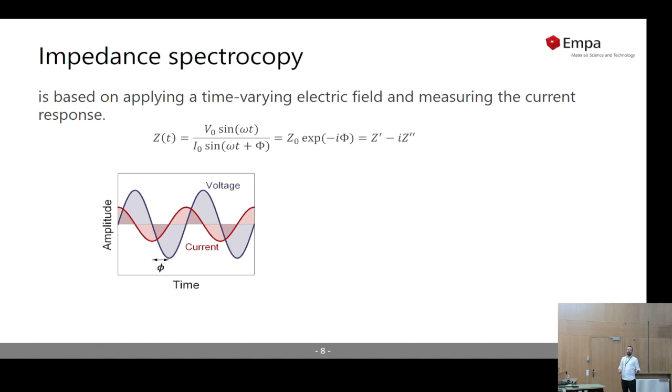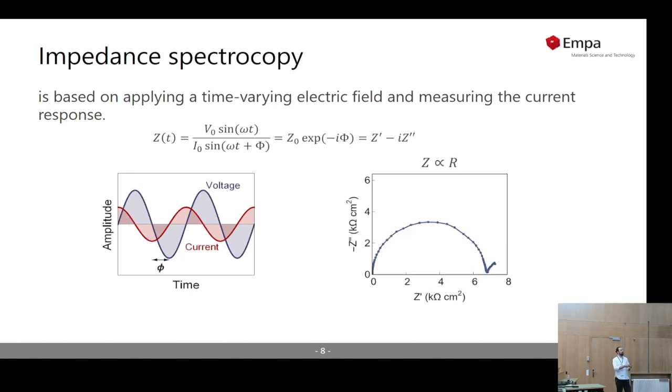Then, to show you that this method is actually applicable, we have to compare it to other methods. In this case, I show you impedance spectroscopy. In impedance spectroscopy, we measure the impedance by applying an electric field and measuring the current, as shown in this formula here.